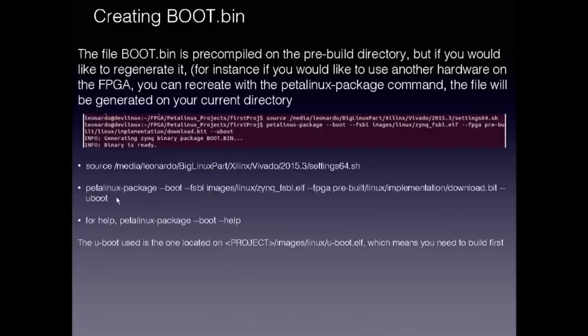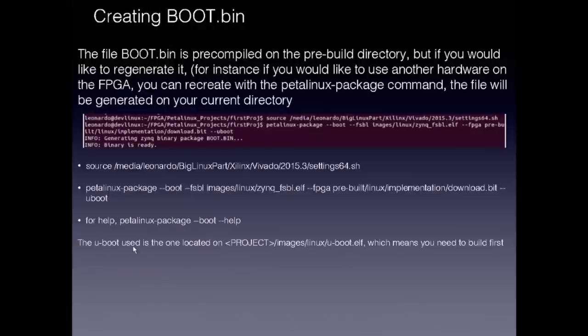Here is just a command line if you want to create your boot by hand. This is useful, for instance, if you change your FPGA part and you have another bitstream. You can use this command here, petalinux-package --boot --fsbl, and then you pass your ELF image for the FSBL, and then you can pass another bitstream. Again, this is useful if you, for instance, add an IP core to the FPGA part and you want to make it available, you need to create another boot.bin. By the way, for all the commands in PetaLinux, if you put --help, you get a list detailing what the command actually does.